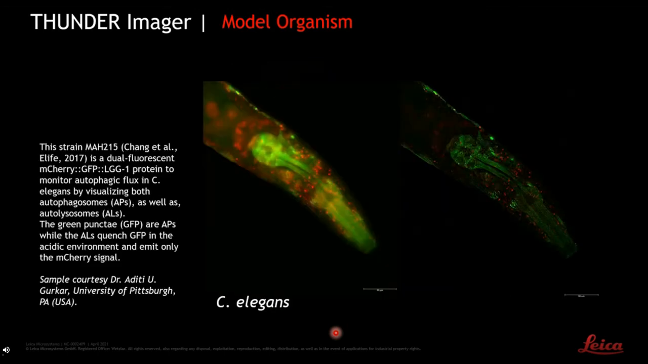This is an image of a C. elegans. The strain was MAH215 with a dual fluorescent reporter of mCherry and GFP. The image on the left-hand side is the wide-field fluorescent image, and the image on the right-hand side is a result after Thunder.